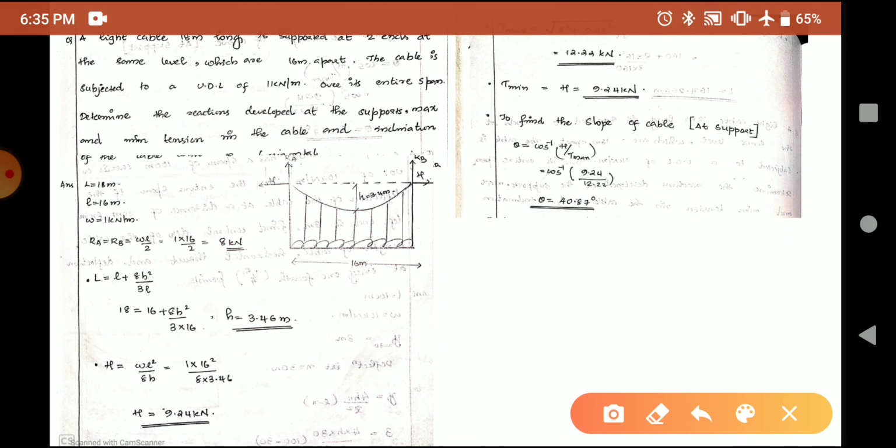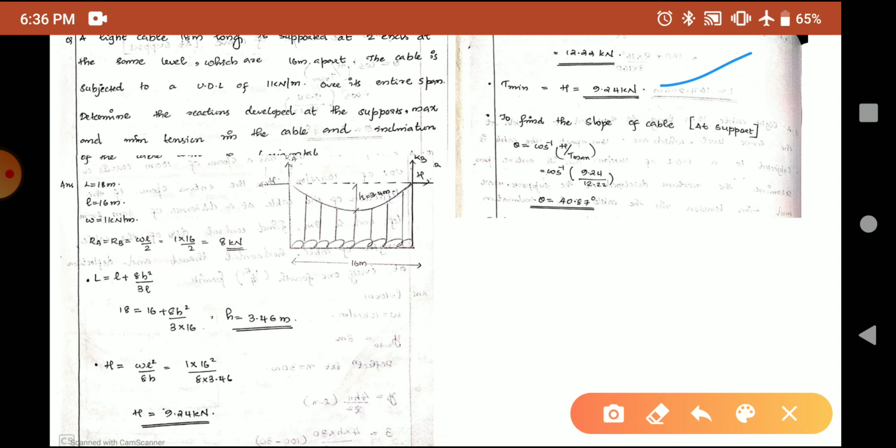Now these values are necessary in order to find the maximum and minimum tension occurring in the cable. So what is T max? T max is equal to root of V max square plus H square. The value of V max is 8 kilonewton and the value of H is 9.24. Substituting, you will get 12.22 kilonewton. Now T minimum is H itself, which is equal to 9.24 kilonewton. So you found the reactions of the support and the maximum and minimum tension in the cable.